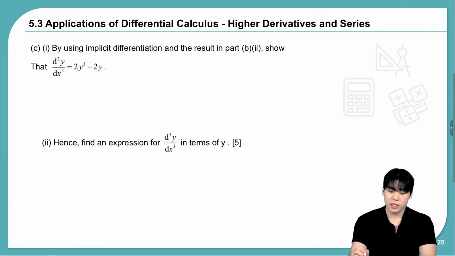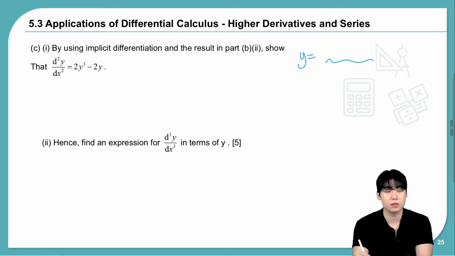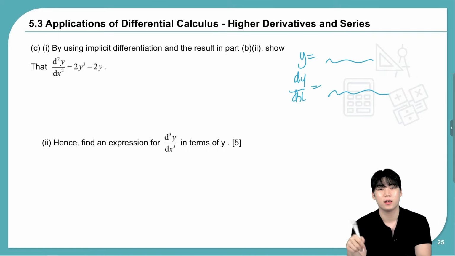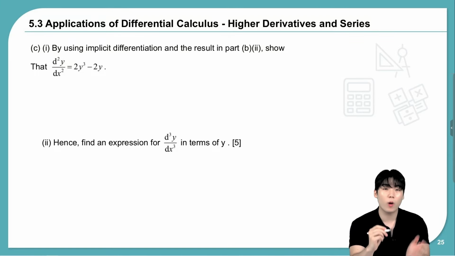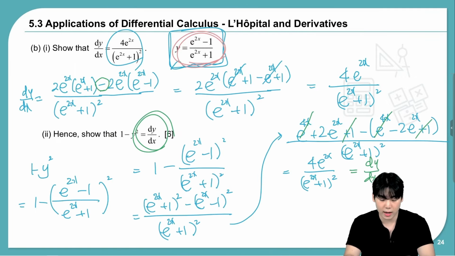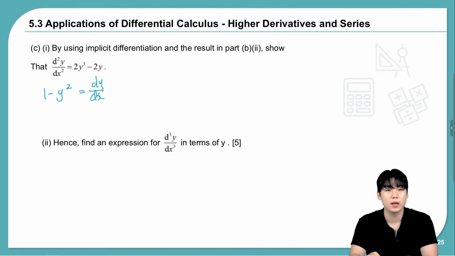Moving on to part C, by using implicit differentiation. Implicit differentiation is like, for simple differentiations, we had y is equal to blah, blah, blah. So we simply just did dy/dx and then tried to differentiate the right-hand side. But implicit differentiation means you're going to differentiate it with the y's included among the x, okay? So from part I, we had 1 minus y squared is equal to dy/dx. Let's try to implicitly differentiate this.